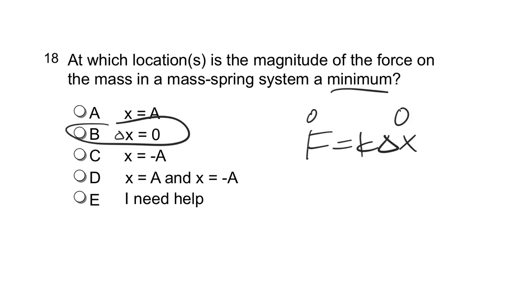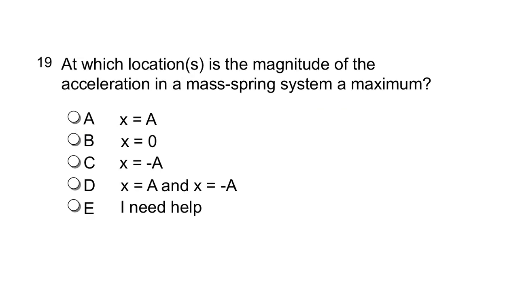Okay, this is the same kind of idea. Where's the force going to be minimum? So F equals k delta x, Hooke's law. Delta x is 0 at the equilibrium position, so F would have to be 0 there too. Right on the equilibrium position, you have no displacement from the equilibrium position. So it's point B.